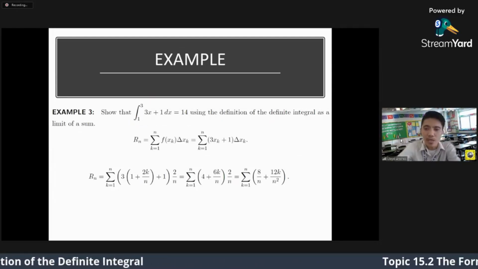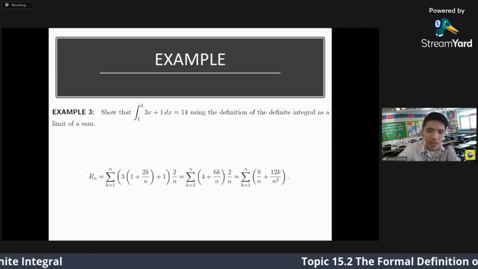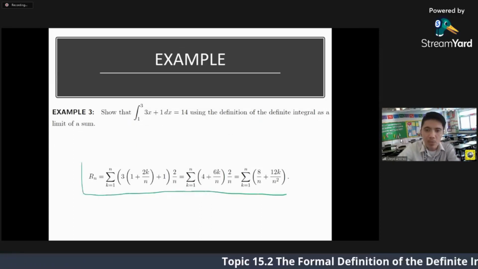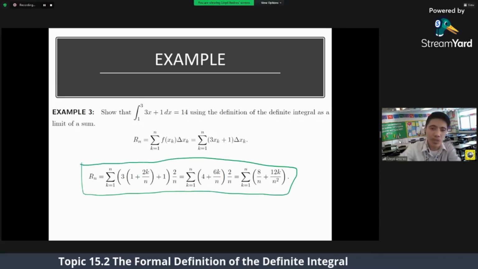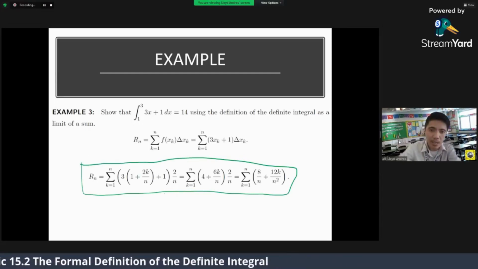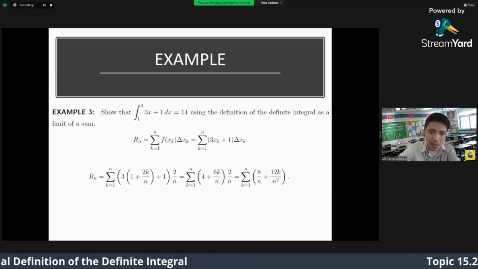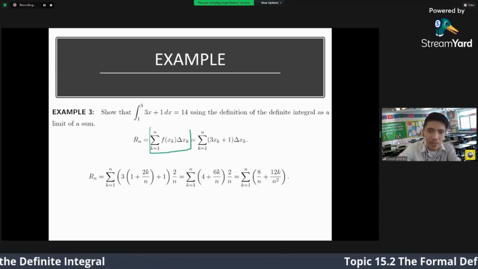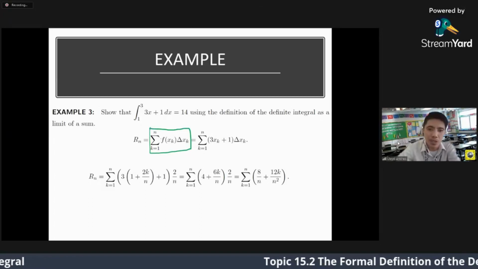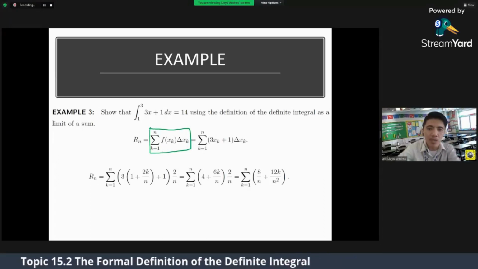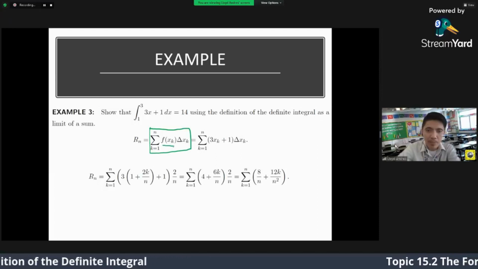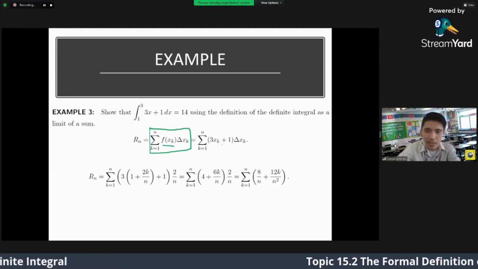So before we get to that, let's solve our Riemann sum using the formula. The Riemann sum is the summation of f of x sub k delta x sub k, where k starts from 1 to n. So what is this f of x sub k? It is 3x sub k plus 1.